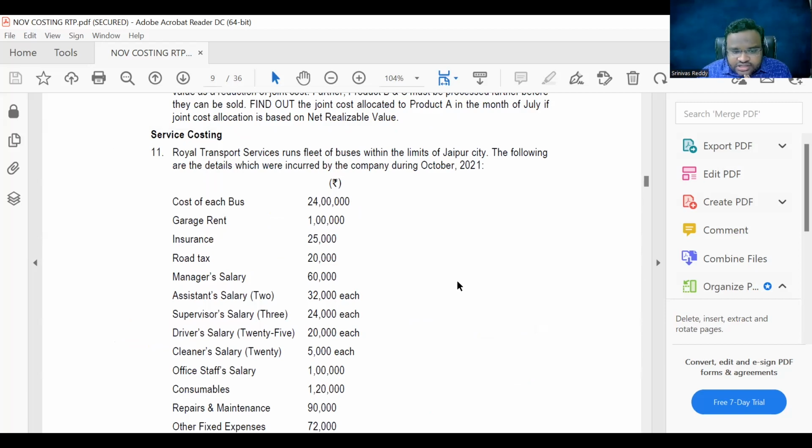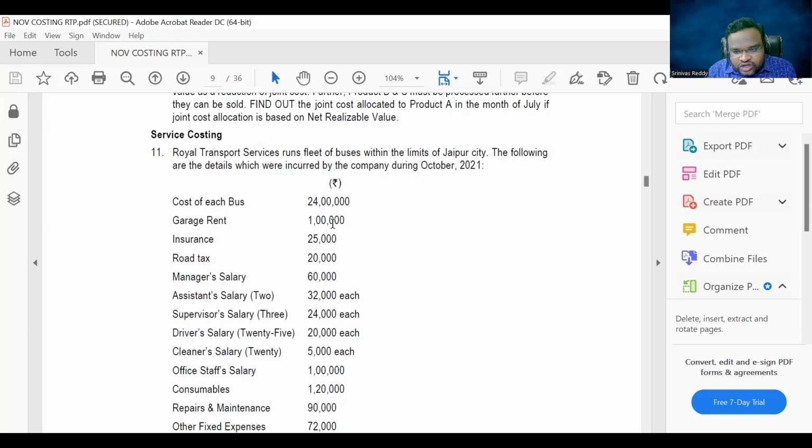Royal Transport Services runs a fleet of buses within the limits of Jaipur city. The following are the details incurred by the company during October 2021. Cost of each bus, 24 lakhs. Garage rent. Yesterday, one student asked me, sir, where should I use standing charges, running charges, maintenance charges? Where should I use fixed cost, variable cost, and semi-variable expense?